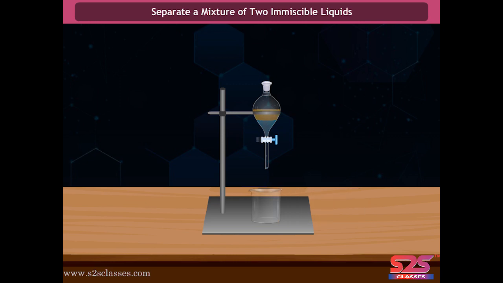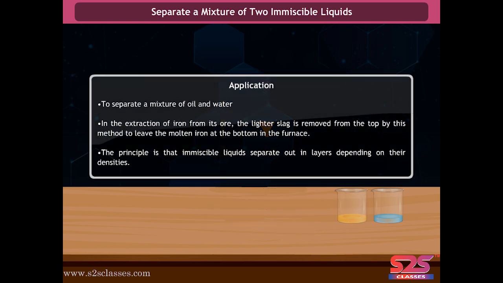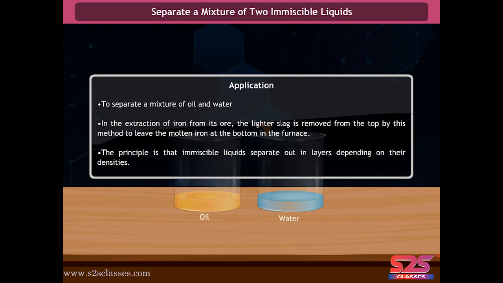Close the knob of the separating funnel as the oil reaches the nozzle. Now remove the oil from the separating funnel. Application: to separate a mixture of oil and water. In the extraction of iron from its ore, the lighter slag is removed from the top by this method to leave the molten iron at the bottom in the furnace. The principle is that immiscible liquids separate out in layers depending on their densities.